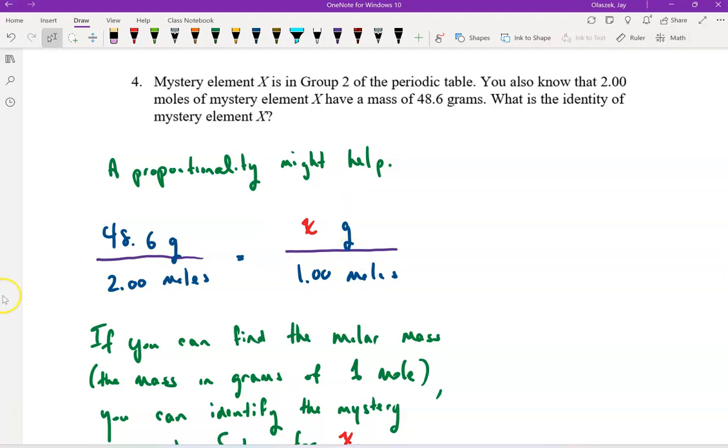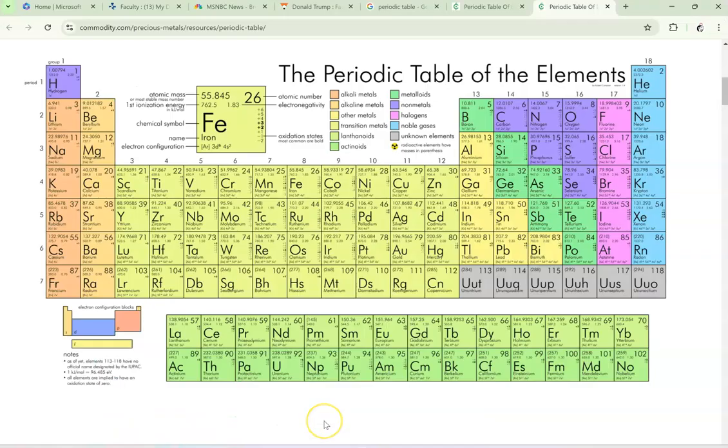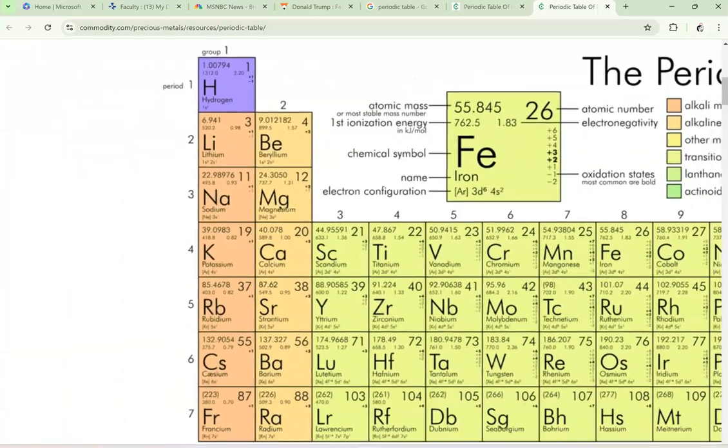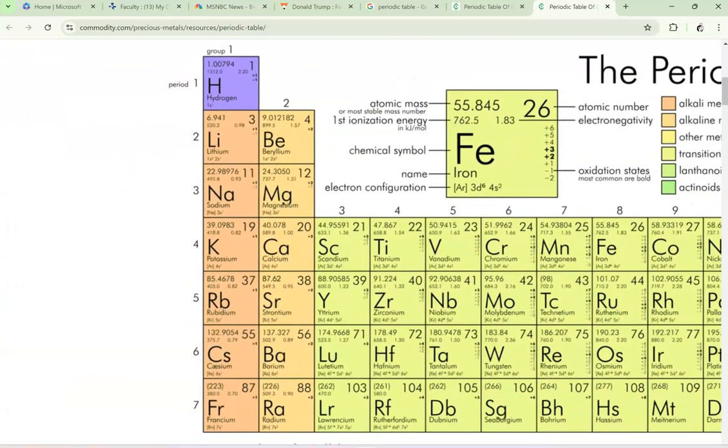Let me make sure I've got a periodic table handy. I'll be right back. Okay, so I've got a periodic table ready. It says mystery element X is in group 2 of the periodic table. That means that mystery element X is in group 2. That's group 2 right there. It's going to be one of the elements that are in group 2. Not 1, not 3, not 4, group 2. Somewhere in here, this element is going to be.